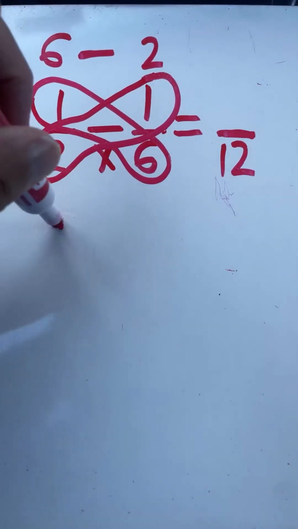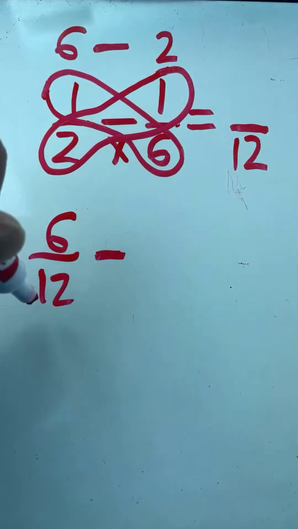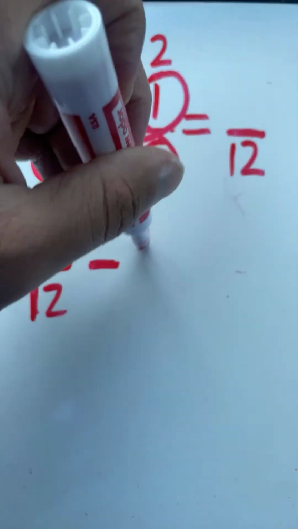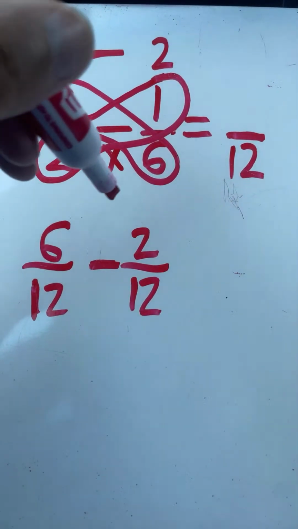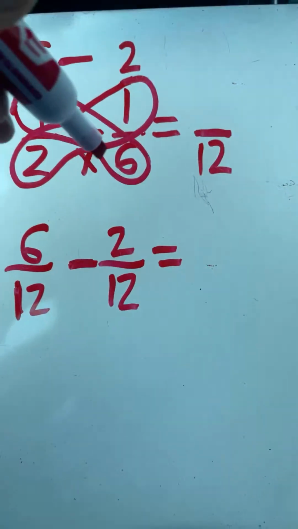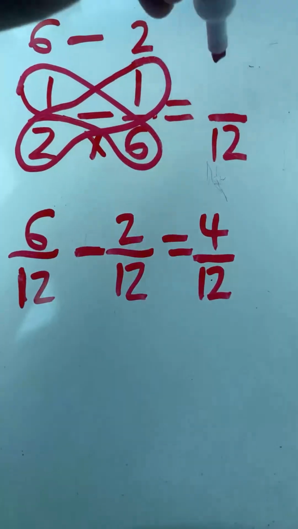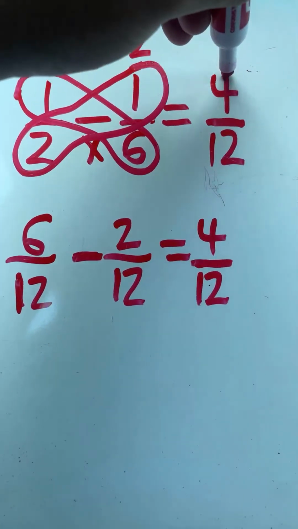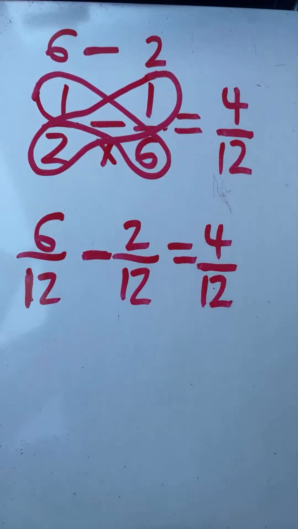So we have our numerators now. So 6/12 minus 2/12. So 6 minus 2 equals 4. Now that we have a common denominator, we leave it the same. So we have our answer, 1/2 minus 1/6 equals 4/12.